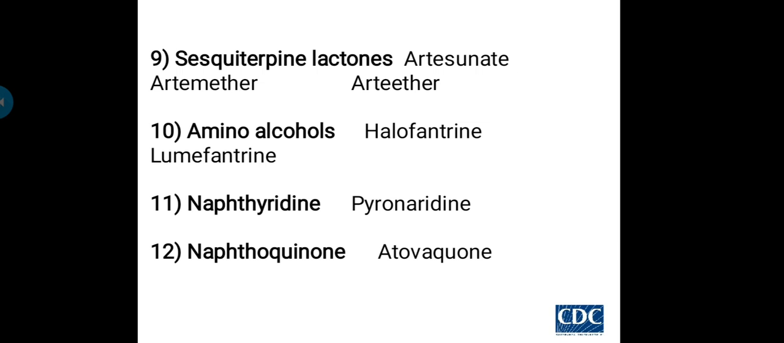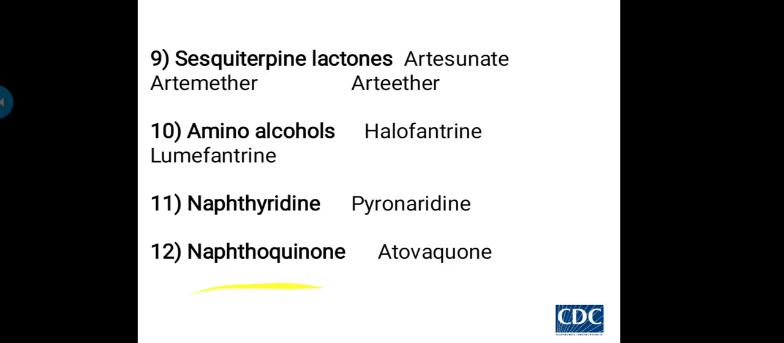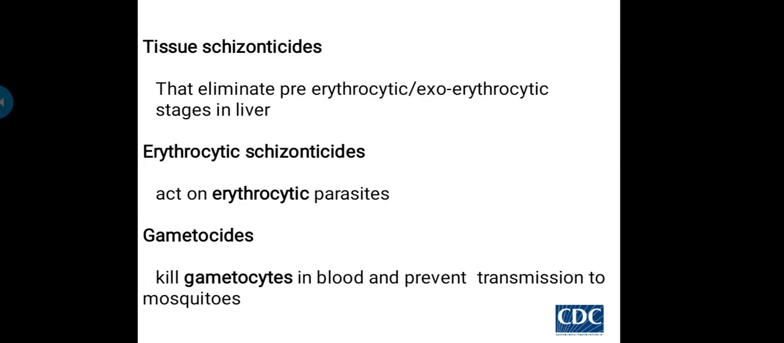So there are multiple groups of drugs, but most commonly we use chloroquine, quinine, artemisinin group of drugs, artesunate, artemether, arteether, lumefantrine, mefloquine, and proguanil, primaquine. There are also antibiotic group of drugs, tetracycline, clindamycin, and doxycycline. Now, these are the classification as per the chemical structure, but we have to remember classification according to the stage of the Plasmodium on which the drugs act.